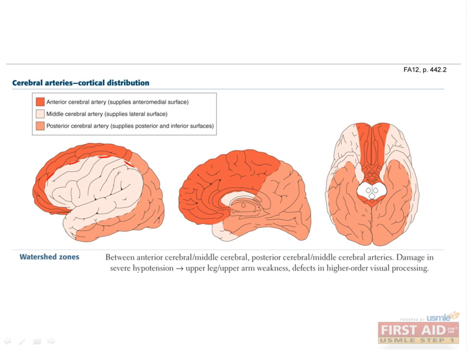The MCA-PCA junction mediates the occipital lobe. Thus, infarcts here produce visual agnosias or cortical blindness. Visual agnosia refers to the brain's inability to recognize common objects, even though the visual stimulus is normally received.